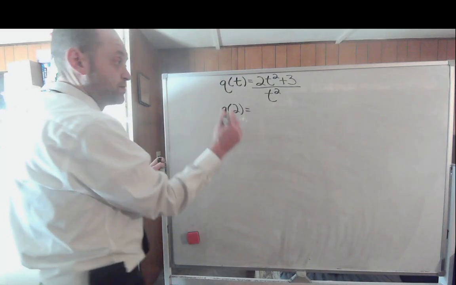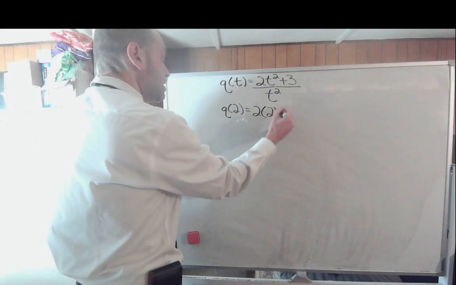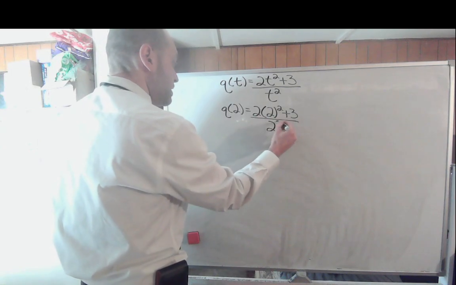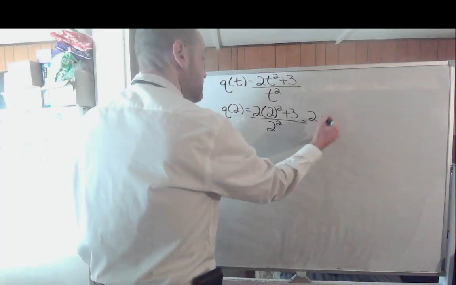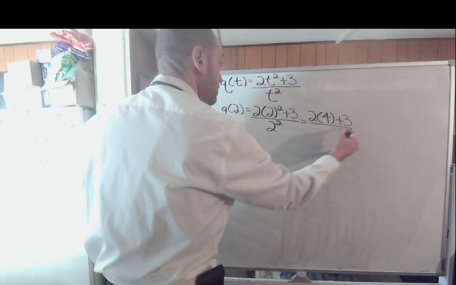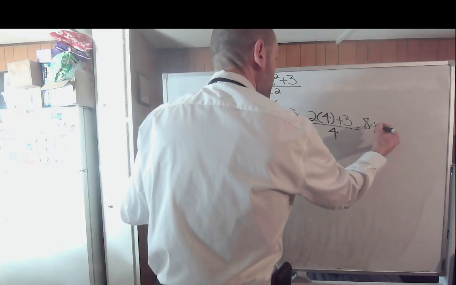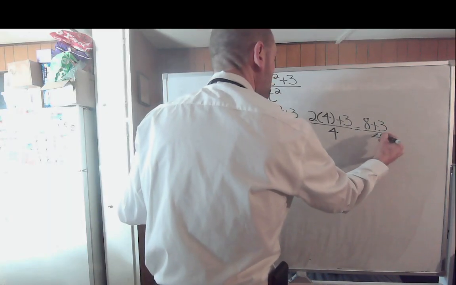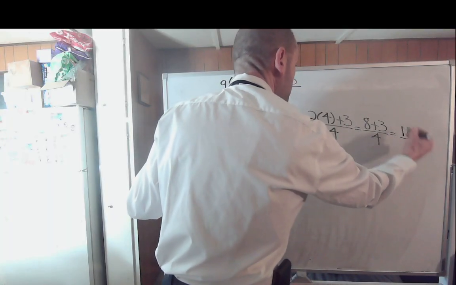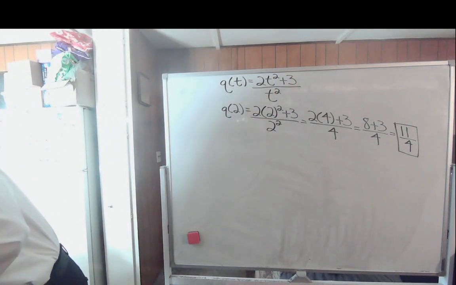So put in 2 for t, you would get (2 times 2 squared plus 3) all over 2 squared, which would end up giving you (2 times 4 plus 3) all over 4, which would give you (8 plus 3) all over 4, which would mean Q of 2 would equal 11/4. So Q of 2 would give you a value of 11/4.